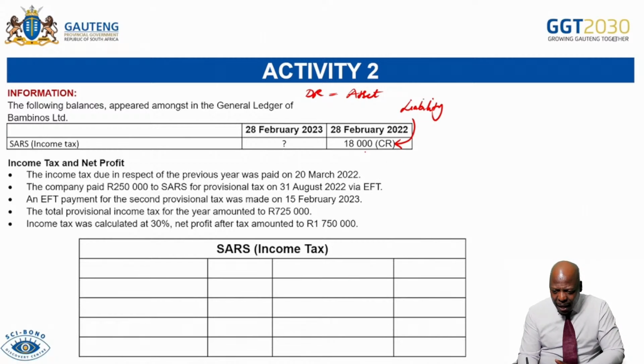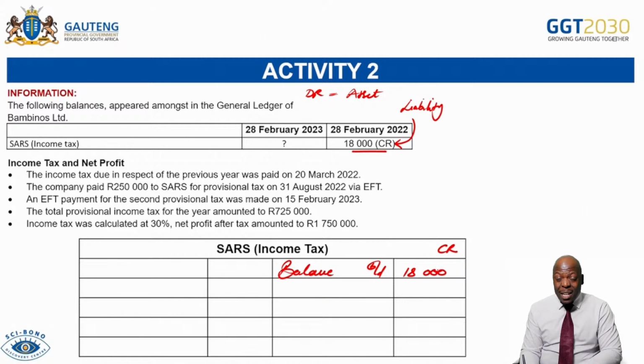We're given a balance of 18,000 and the balance is credit. So it means I'm going to come here now on my credit side because they said credit balance. I'm going to come and say balance brought down. And my balance brought down is 18,000. What does that balance mean? We owe SARS 18,000 from the previous financial year.